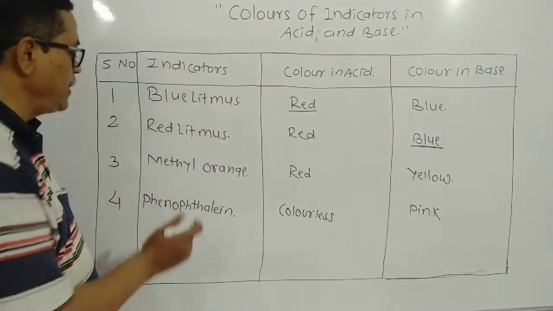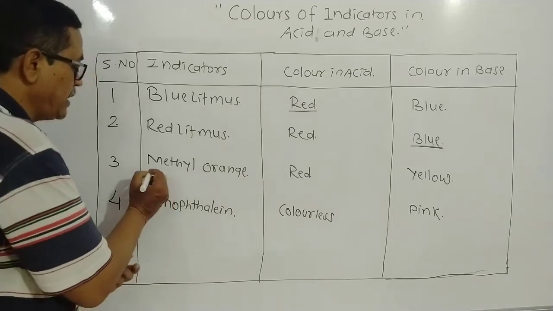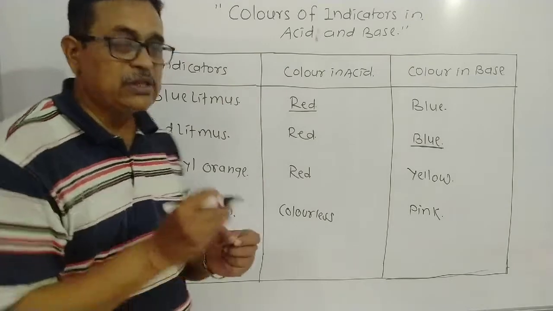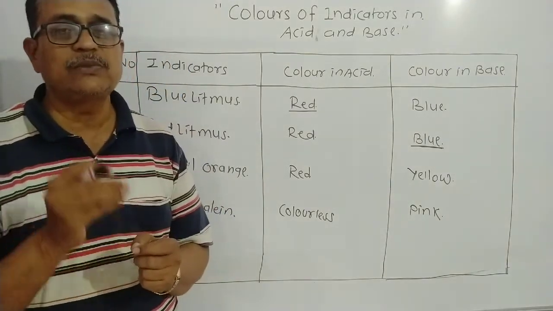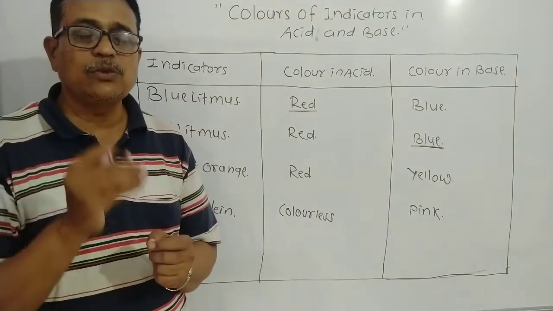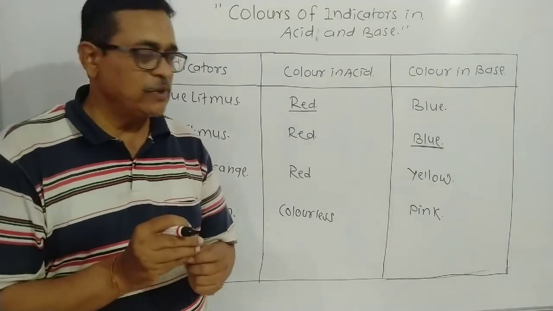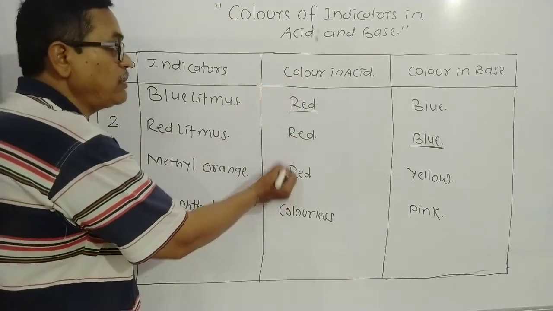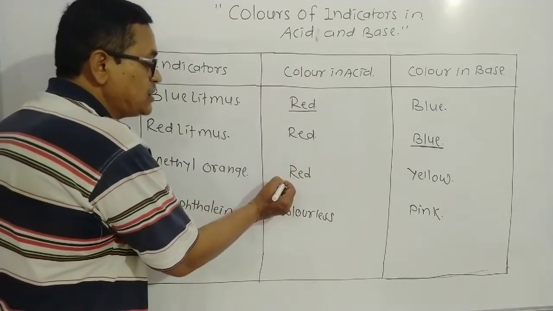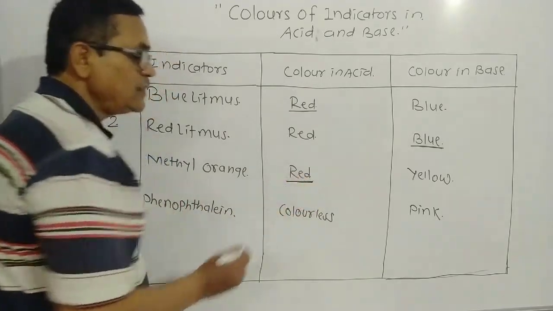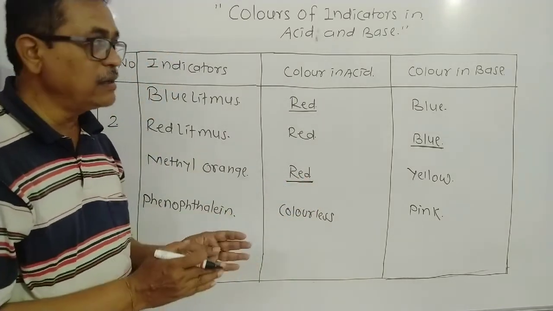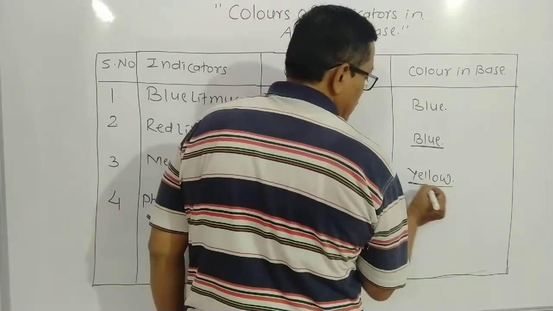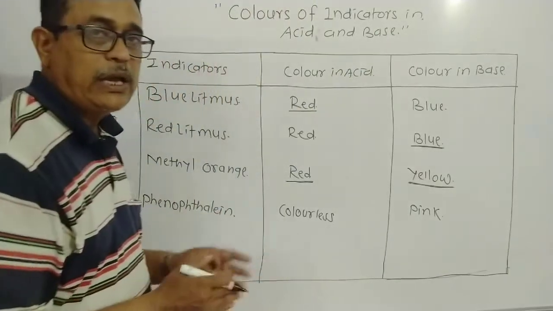Then look here, next topic, methyl orange is the third indicator. We put 2 or 3 drops of methyl orange in both test tubes, that is the acid solution test tube and also the base solution containing test tube. When we put 2 or 3 drops of methyl orange in acid, it changes to red color. Solution changes to red in color and base solution changes to yellow in color.